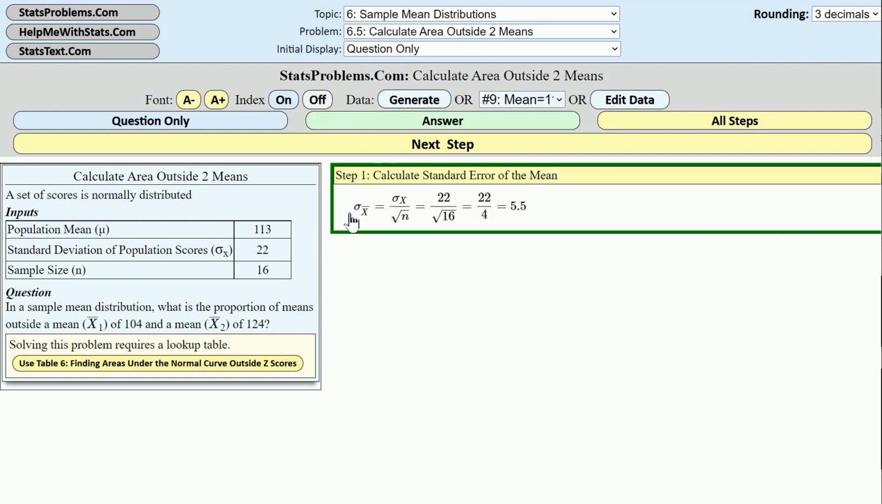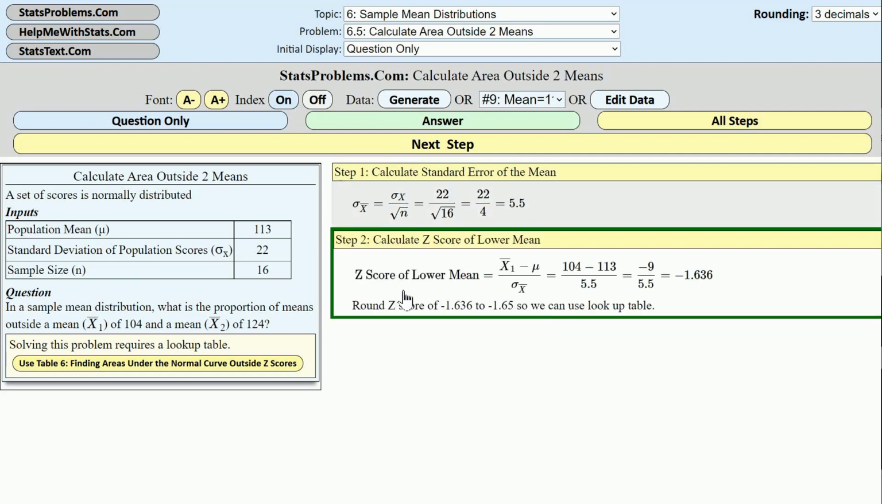In Step 1, we calculate the standard error of the mean. The standard error of the mean, sigma sub x bar, is equal to the standard deviation of the population scores, sigma sub x, divided by the square root of the sample size, n. In this example, the standard error of the mean equals 22 divided by the square root of 16, which works out to 22 divided by 4, which works out to 5.5.